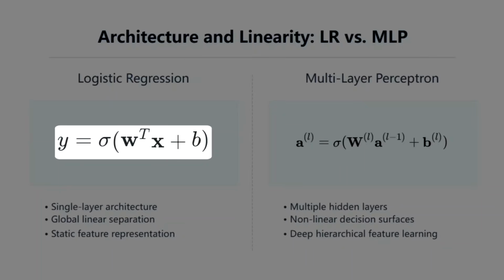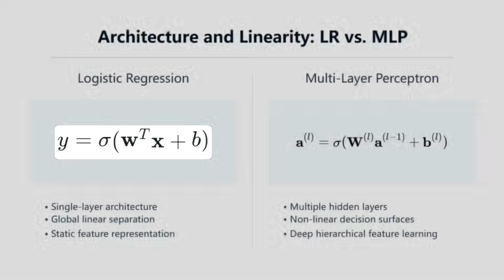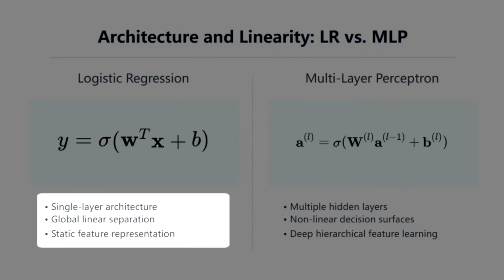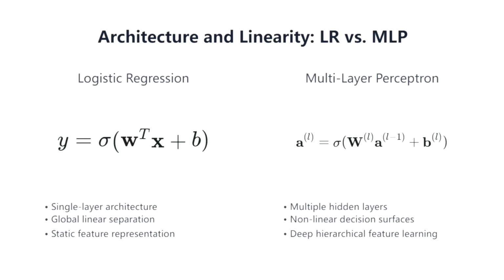As you can see in the formula, we take a linear combination of inputs and pass them through a sigmoid function. This creates a global linear separator. Because it's a single-layer architecture, its decision boundary is always a straight line or a flat plane. It is highly efficient and interpretable, but it can't solve problems where the data isn't linearly separable.